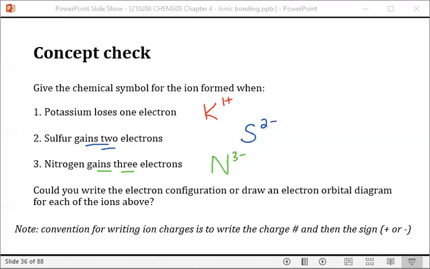And then challenge yourself to get extra practice with electron configurations and orbital diagrams. Could you write the electron configuration for each of these? And could you draw the electron orbital diagram for each of these?